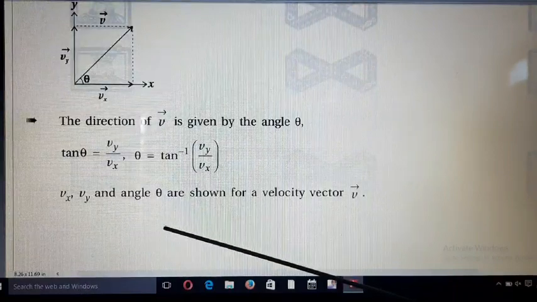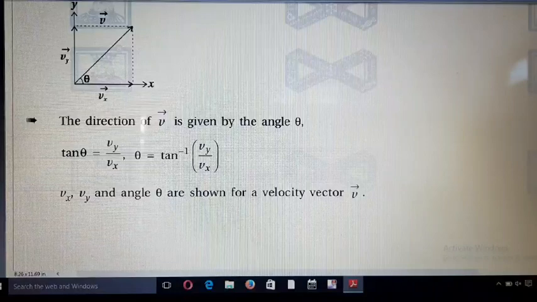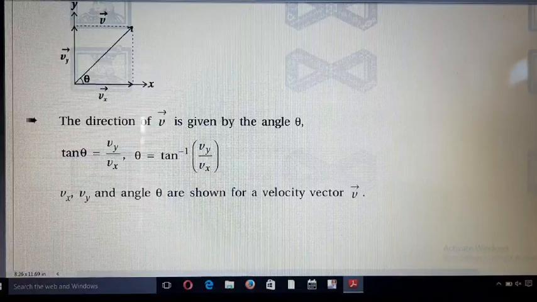Friends, with the help of these formulas, we can solve many questions. So please try to solve them.